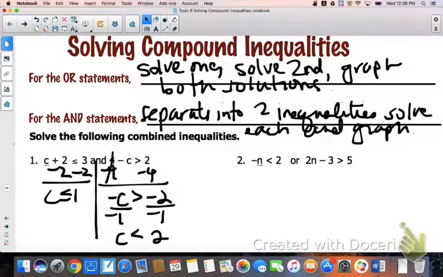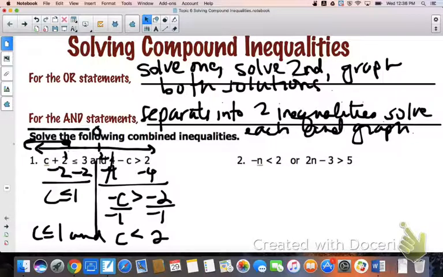Then we graph both. So you have graphed these in topic 5, but it's C is less than or equal to 1, and C is less than 2. So I'm going to do this graph up here a little bit. If we have 1 here and 2 here, I have less than or equal to 1 and less than 2, which means it's an and statement. It's only where they're both shaded, so that is from 1 down. So my answer would be C is less than or equal to 1, and my graph would just look like that.